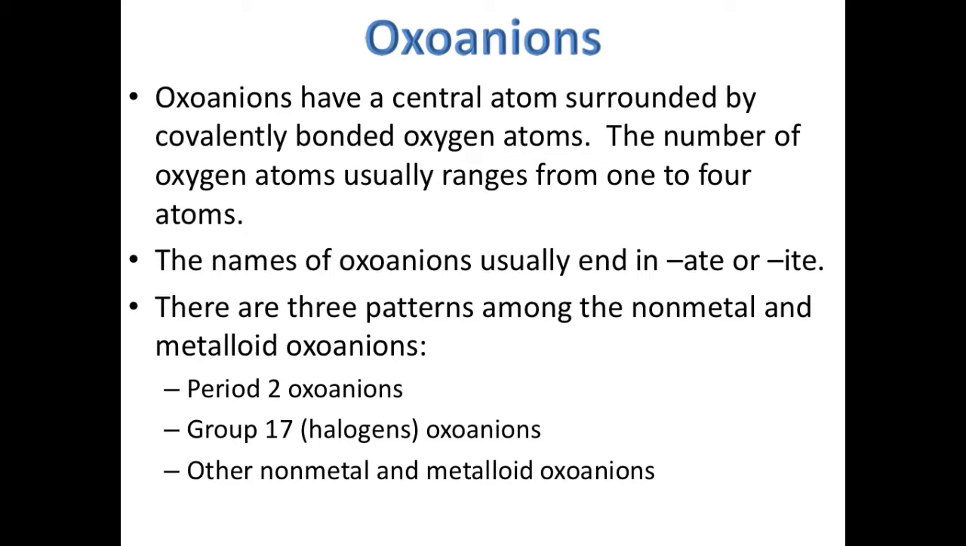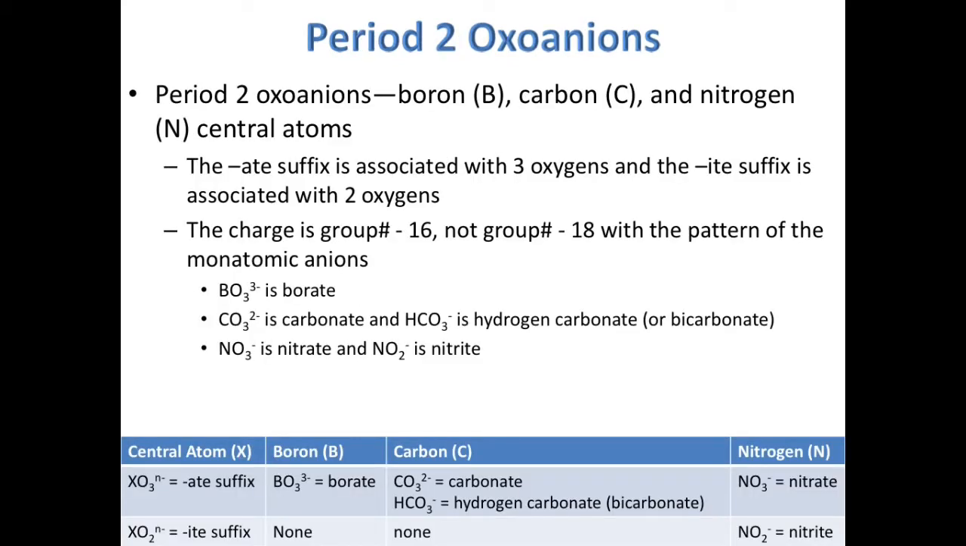There are 3 basic patterns among the nonmetal and metalloid oxoanions. The period 2 oxoanions of boron, carbon, and nitrogen as central atoms. The suffix ATE is associated with having 3 oxygens, and the suffix ITE is associated with 2 oxygens. The charge is the group number minus 16, not the group number minus 18, with the pattern of the monatomic anions that we saw previously. And here is what we have.